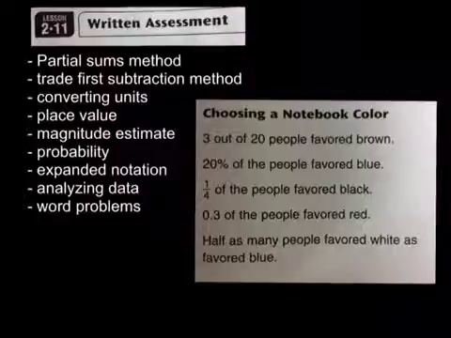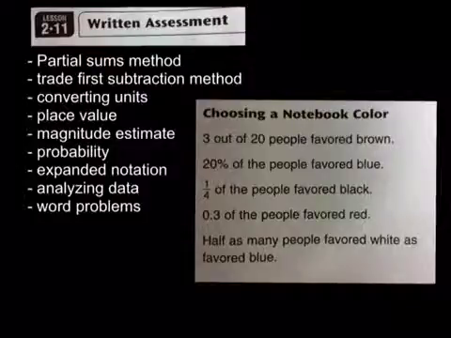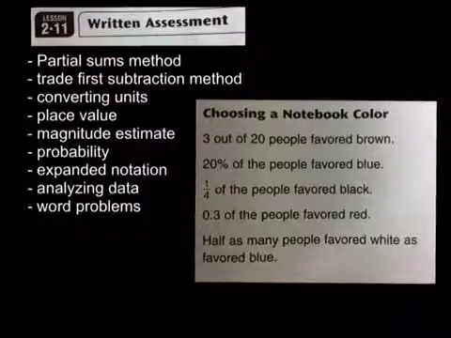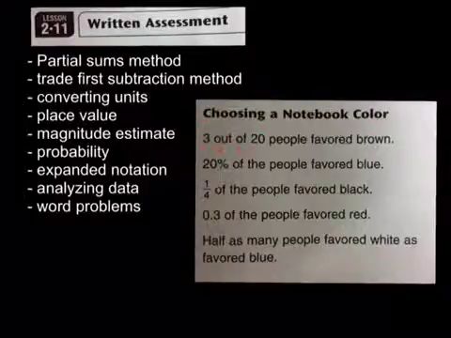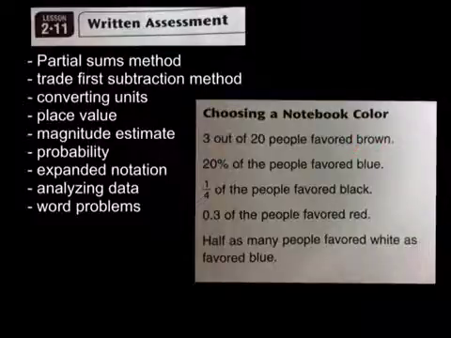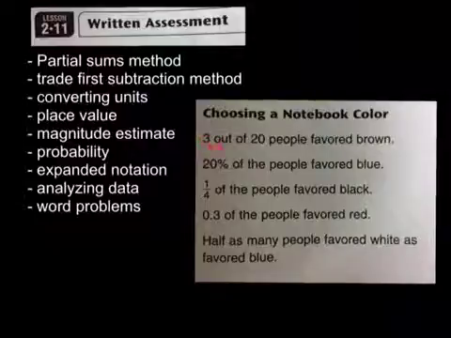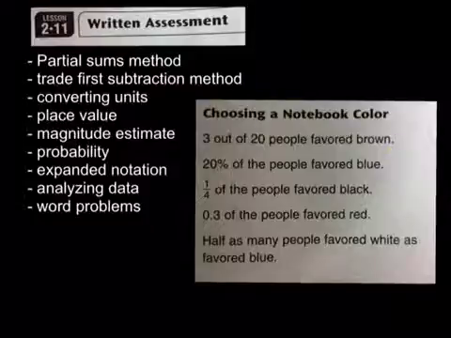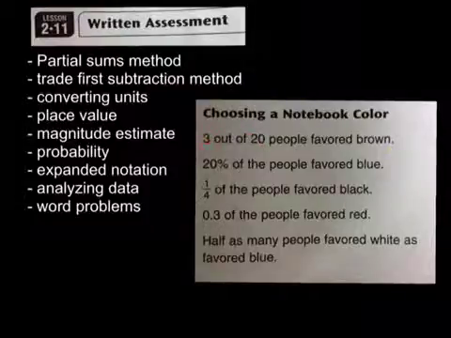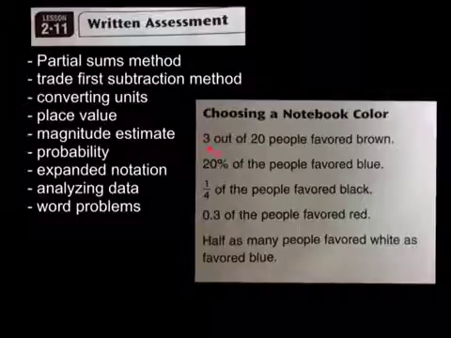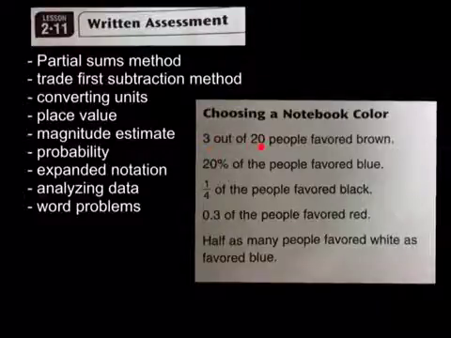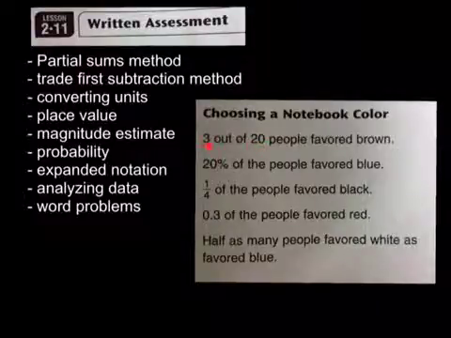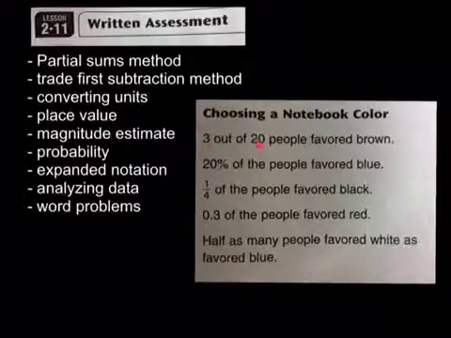Okay, for our situation here, or our pretend scenario, is choosing a notebook color. 3 out of 20 people favored brown. Is brown really a favorite color if only 3 people chose it? Well, the likelihood that people would choose a brown notebook is very unlikely, because 3 out of 20 is only 15%, right? You multiply this by 5 to get 100. You multiply this by 5 and you get 15. So 3 out of 20 is 15%.